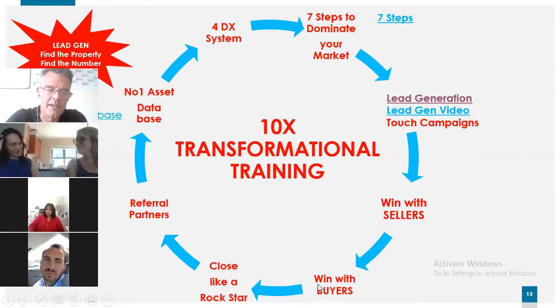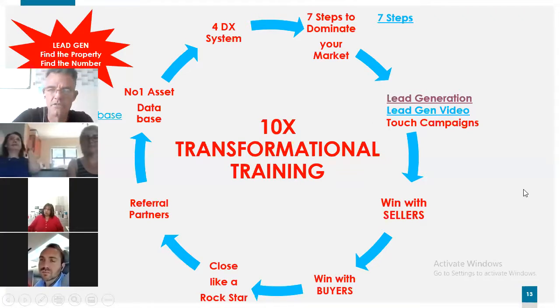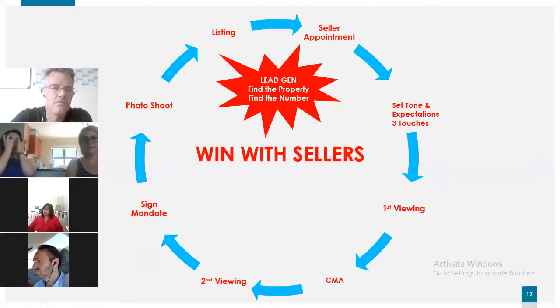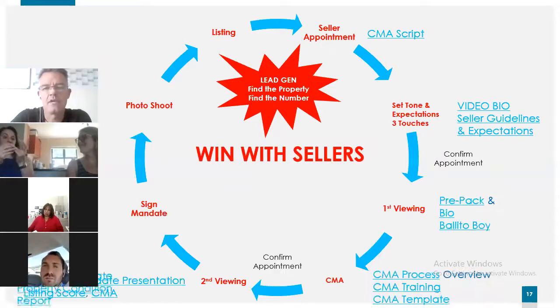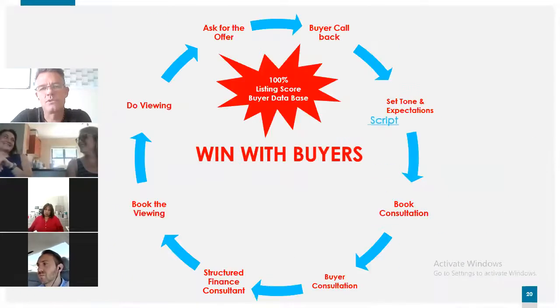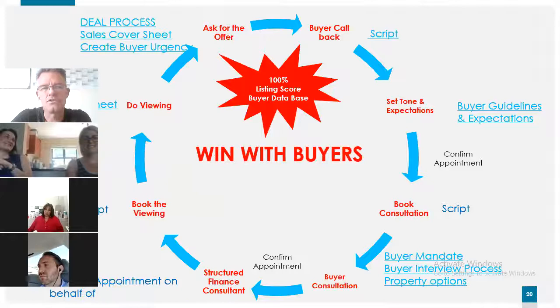Then we'll do win with buyers, then closing like a rock star, referral partners, and the number 1 asset, your database. And then we'll go into the 40X system. Just to give an overview, win with sellers is a process we're going to follow. Then we're going to go into win with buyers, which again has a specific process. So that's where we're going.